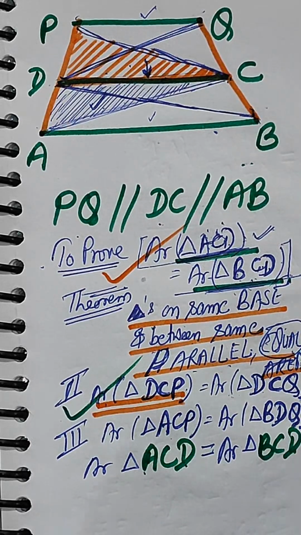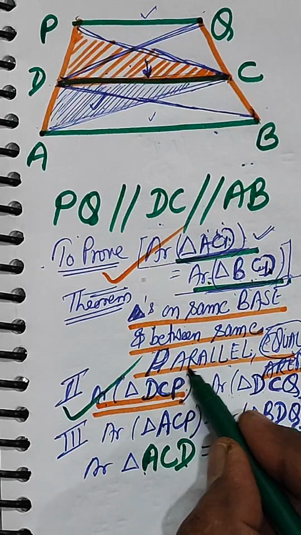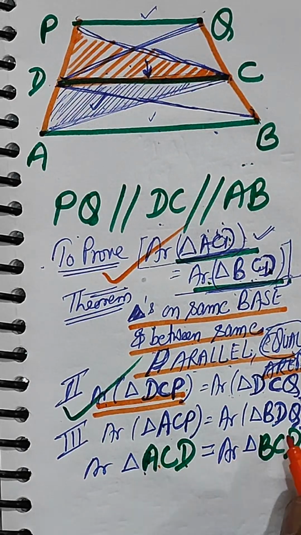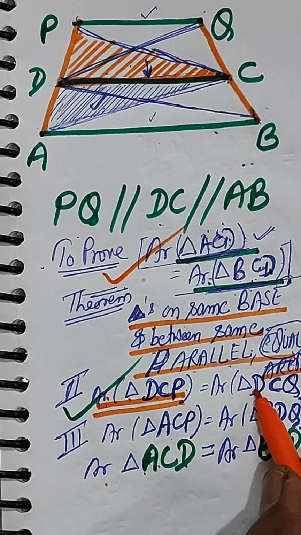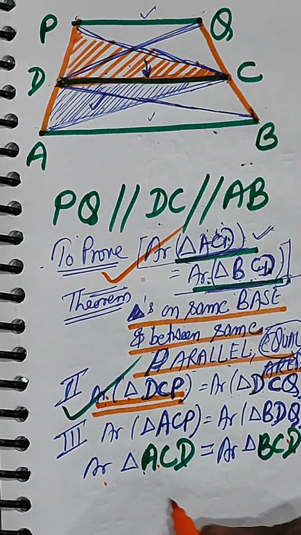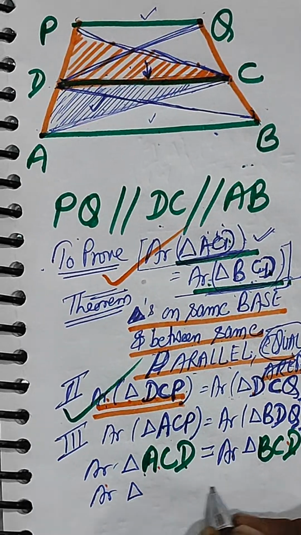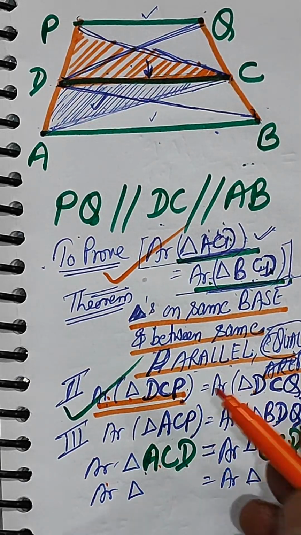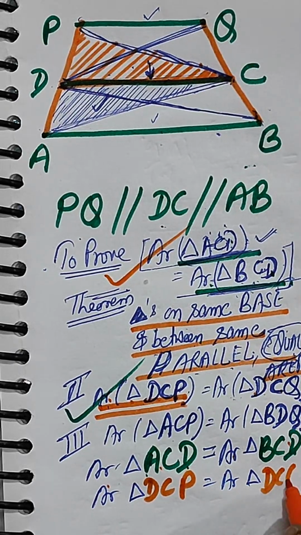So you can see we have proved ACD is equal to BCD as triangles on the same base and between the same parallels, right? So yes, this area is already proved as equal. And from the second one, area of triangle DCP is equal to area of triangle DCQ. Where is DCP? The orange shaded, right? I'm writing it again, and I will explain why. So I'm writing DCP and DCQ.